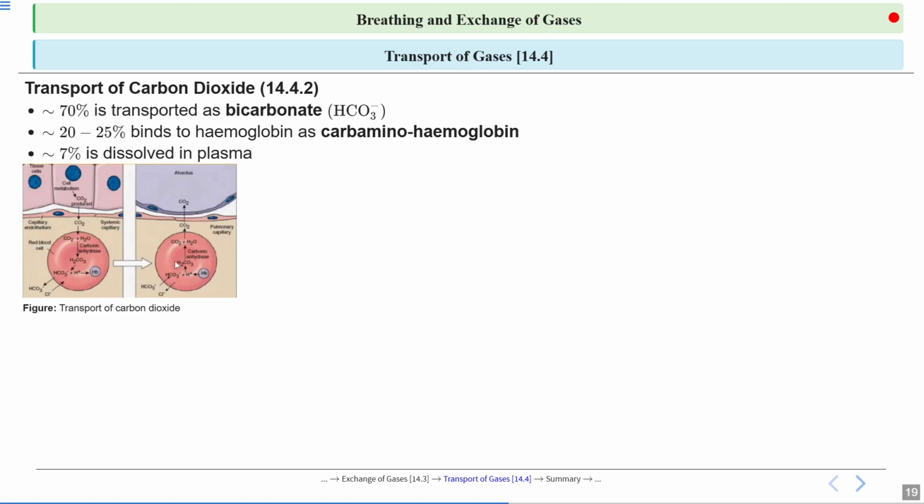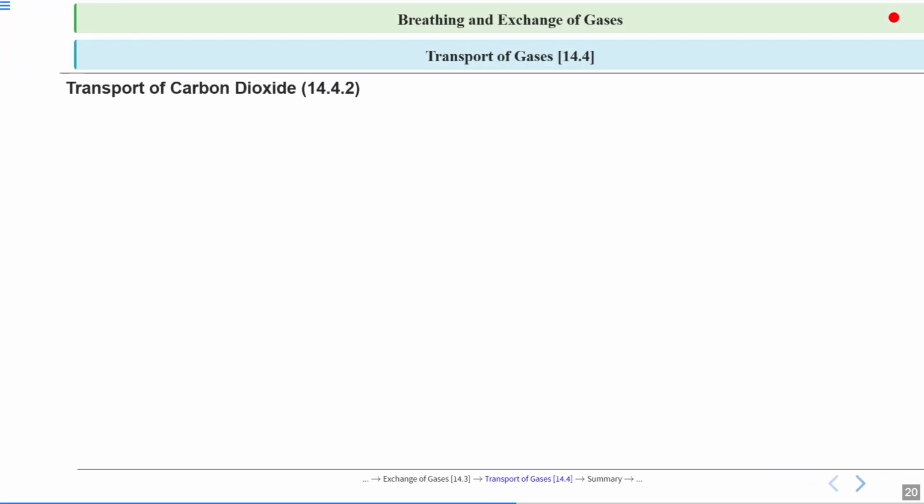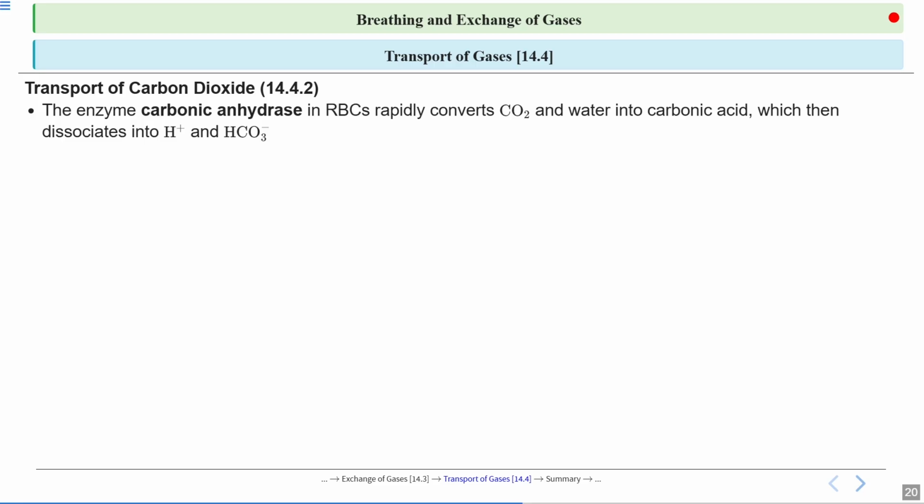and it combines with hydrogen ion to form H2CO3, and because it is a reversible reaction, carbonic anhydrase follows the reversible reaction, so it will break into carbon dioxide and H2O. Now the carbon dioxide is released from the RBC and it goes to the alveoli. You can see how the bicarbonate ion is important. The enzyme carbonic anhydrase in the RBC rapidly converts carbon dioxide and water into carbonic acid, which then dissociates into hydrogen ion and bicarbonate ion.